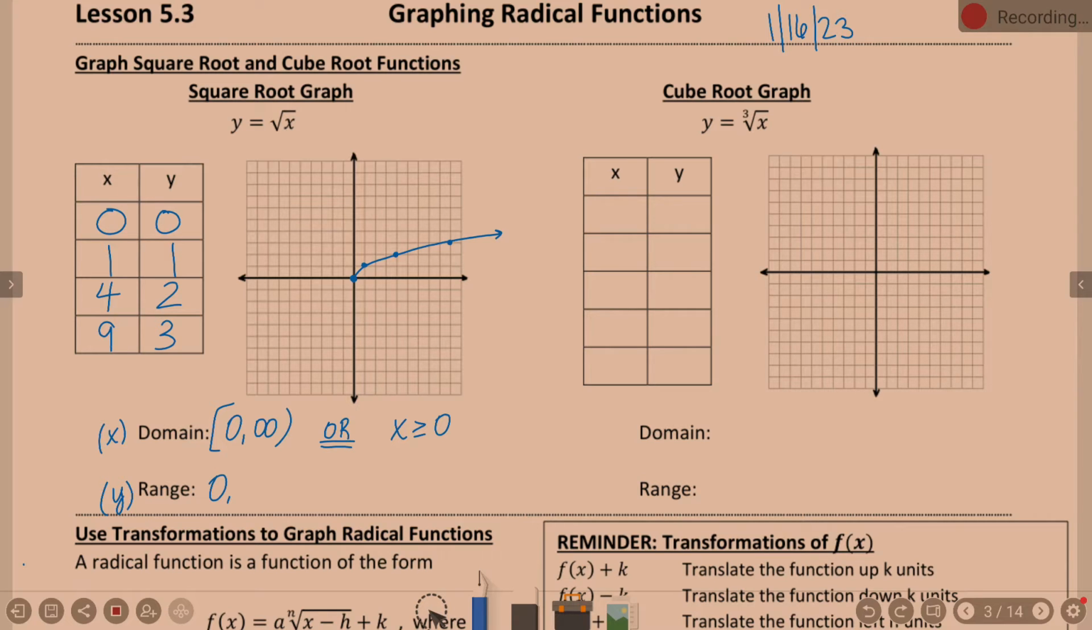How high does it go? Is it going to keep going up past this 3? If I put more values in, yes. It's going to keep going up. Is it going to go up to infinity? It is. It's going to take a while to get there because it grows very slowly, but it can go up to infinity. Infinity always uses parentheses, and again, the 0 is going to have a bracket. If you wrote it as an inequality, it would just be y greater than or equal to 0.